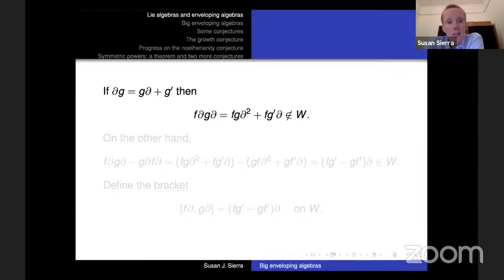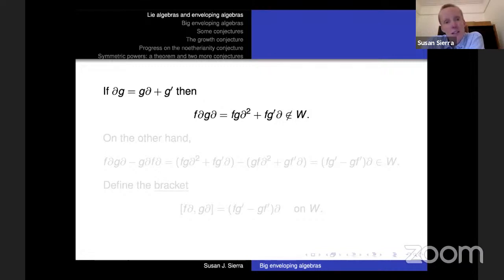So of course that means that if I take f del times g del, well, I've got a del g in there, so I know how to resolve that to move the del to the right using this equation. So f del g del is going to be fg del squared plus fg prime times del. And that's not an element of this Witt algebra, because the Witt algebra is Laurent polynomials times del, and there are no del squareds in the Witt algebra. So this is not a way where we can combine two elements of the Witt algebra to get a third element of the Witt algebra.